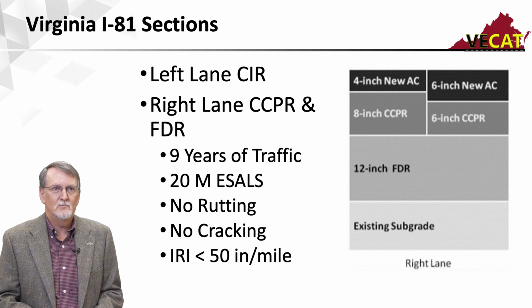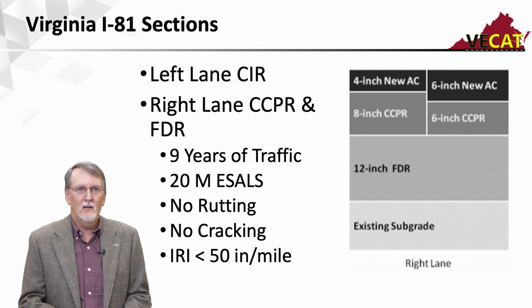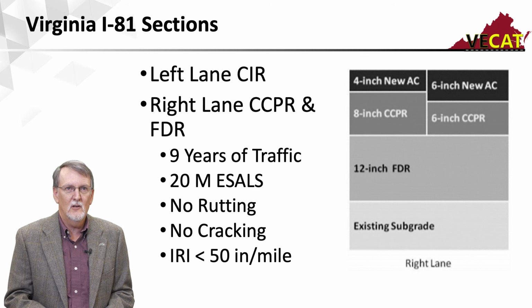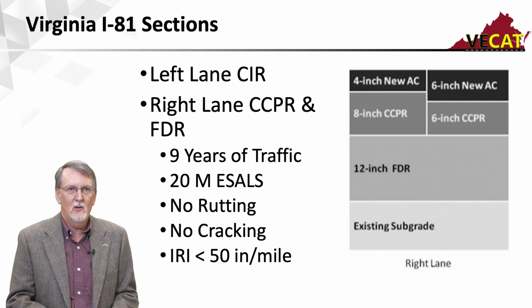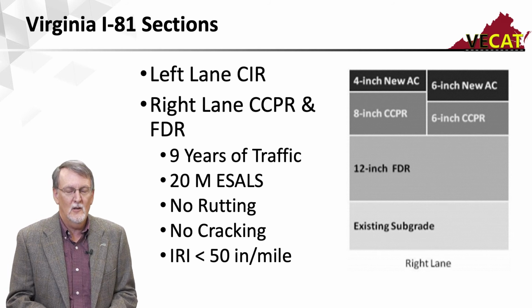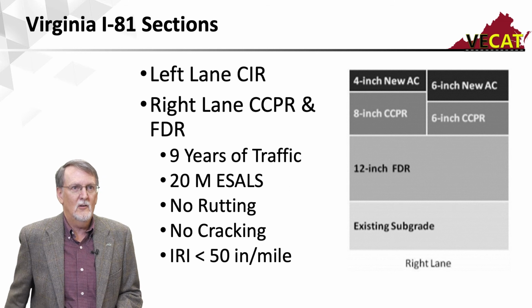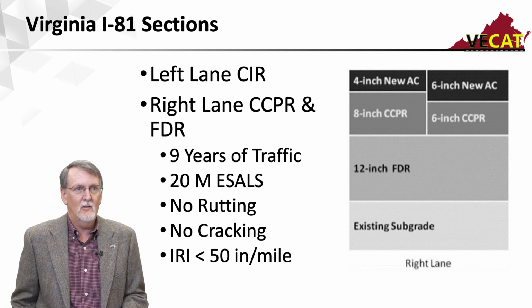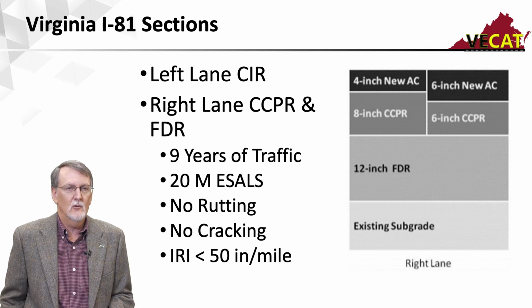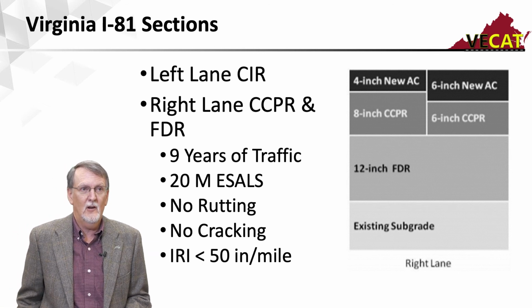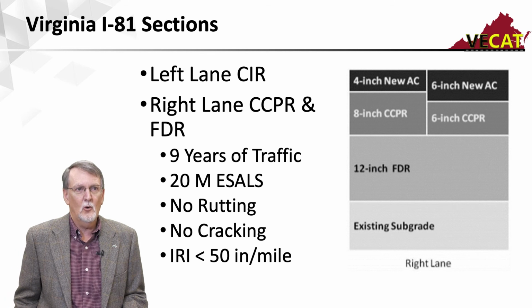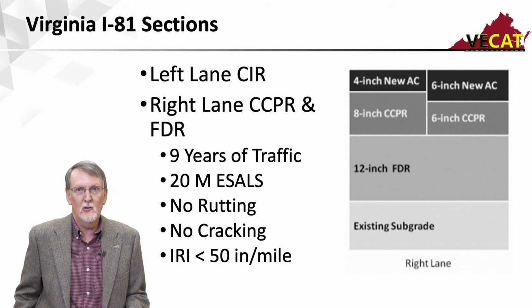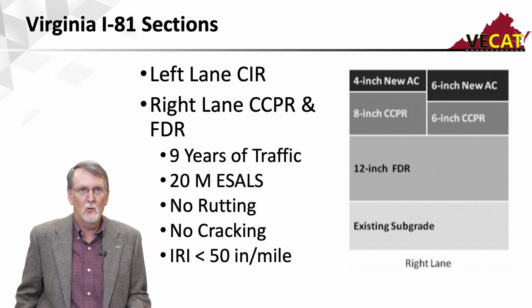So on I-81, the left lane of a truck lane, they came in and put 12 inches of FDR, 8 inches of CCPR, and 4 inches of new asphalt on it. It's been down for more than 9 years, and after 9 years it had close to 20 million ESALs, which is very high traffic. They've experienced no rutting or cracking, and the IRI was less than 50 inches per mile, which is in the very good category. So it's been performing quite well.